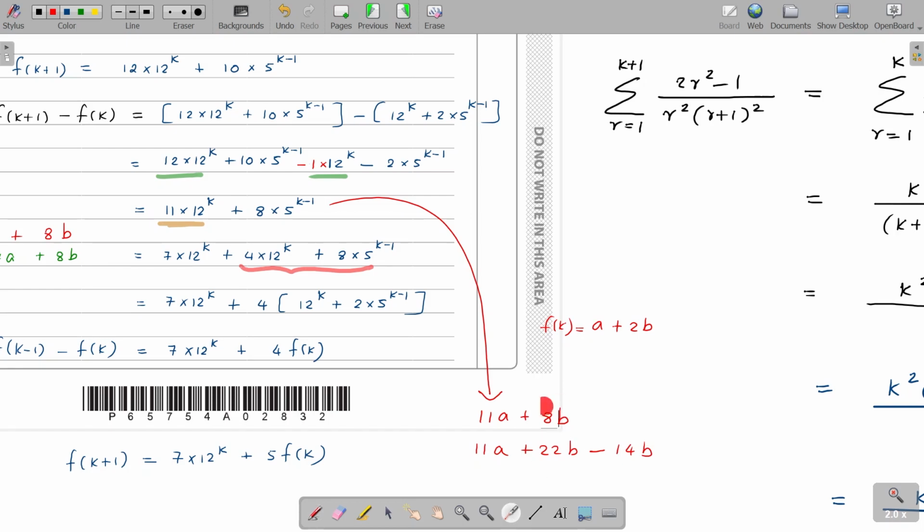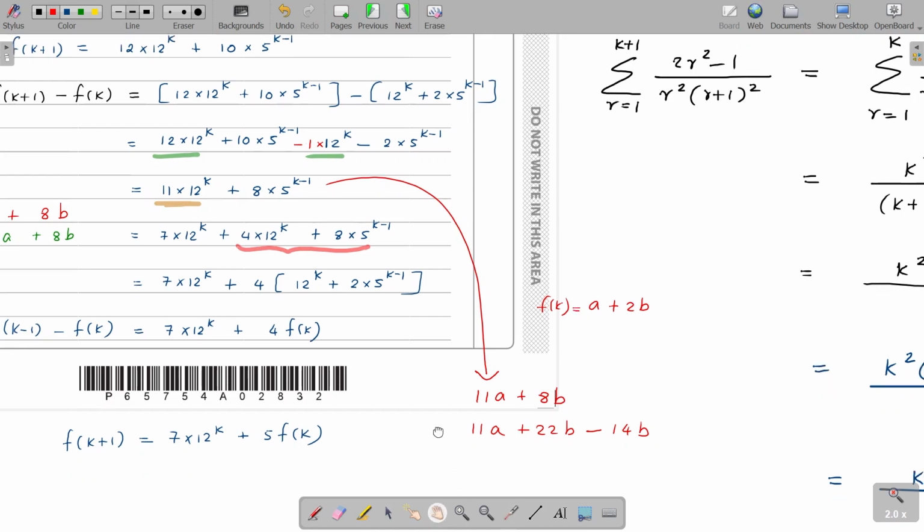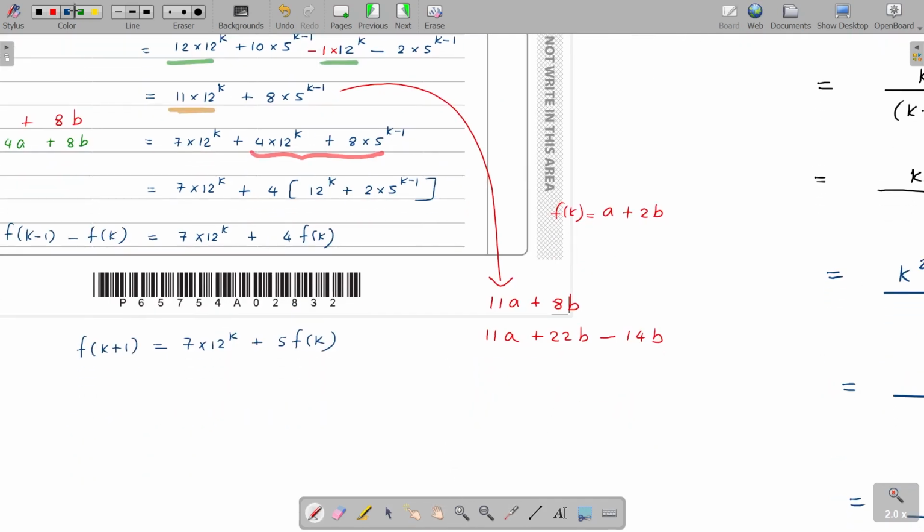Okay, so this is my working. Let me take it out from here again. So f(k+1) minus f(k), let me do it properly. So this is how you write it, right? 11 into 12 to the power k plus 8 into 5 to the power k minus 1. Now look, this was our rough working. They will not see these things. This is our rough working, what we think. This is the thought process, okay? So we will not show that. So I will break it now.